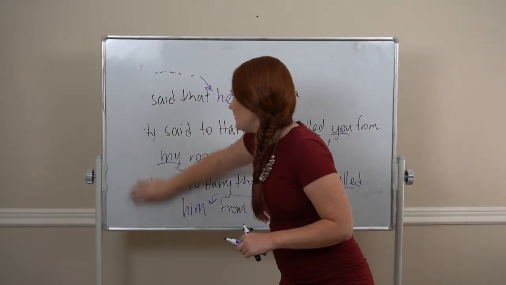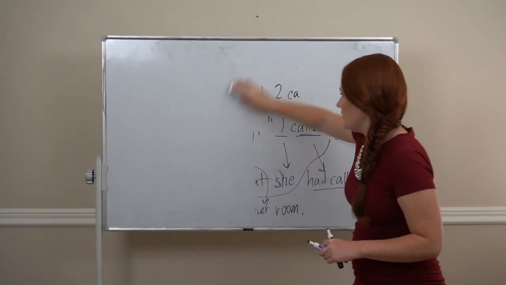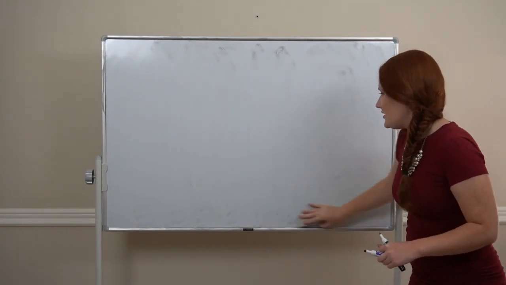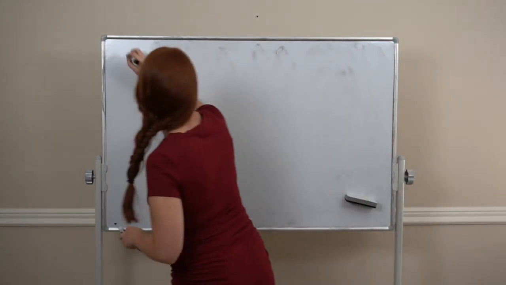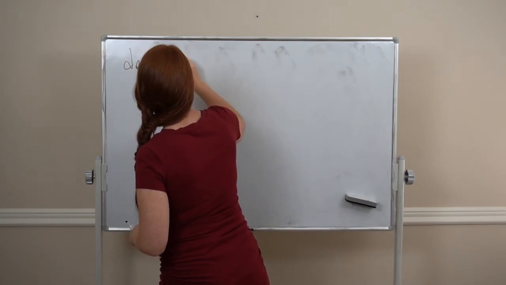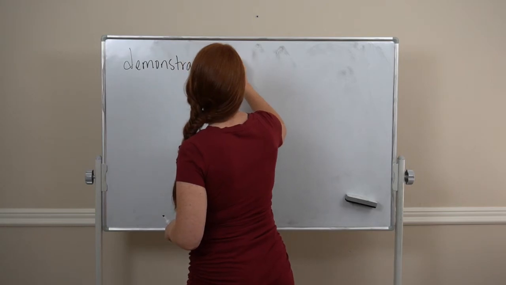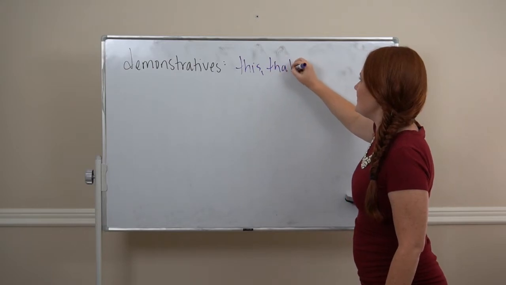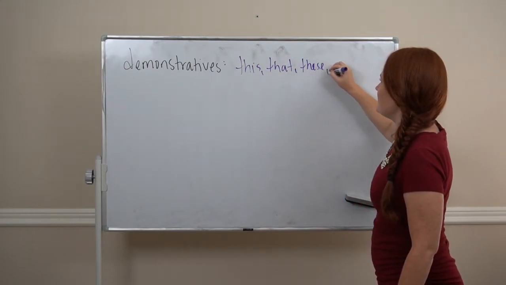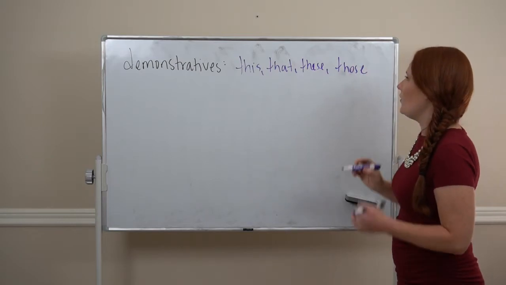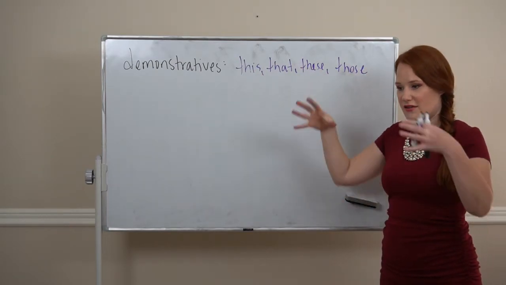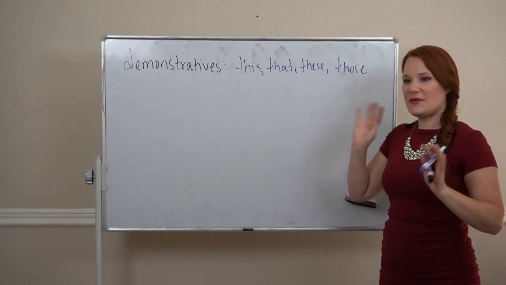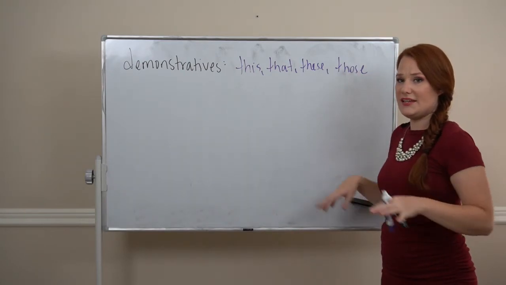Another thing that we might need to change is demonstratives. You guys remember demonstratives? That is this, that, these, those. We use this and these to talk about the specific thing close to us. We use that and those to talk about something that's further away, that's not immediately next to us.